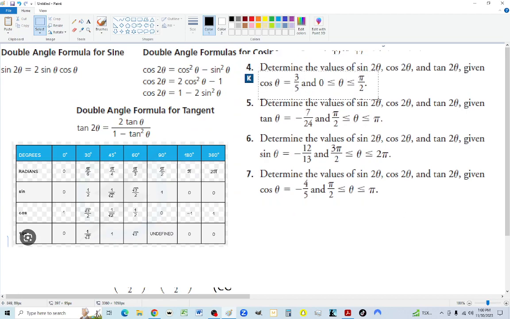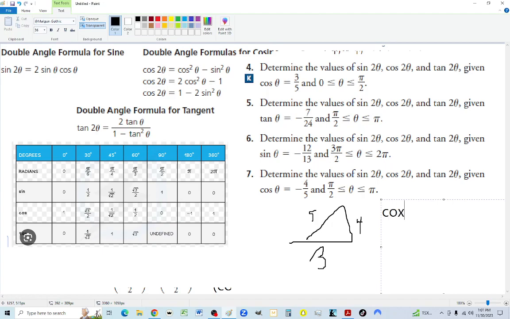Given this value, determine the value of sine 2x, cos 2x. Okay, so let's start with this. So this is between 0 and 90 degrees. Let's focus on this. We're talking a triangle where the hypotenuse is 5. And because the cos of this angle is adjacent, it's 3, which means this other side is 4. Which means the cos x is equal to 3 over 5. But sine x is equal to 4 over 5, and tan is equal to 4 over 3.